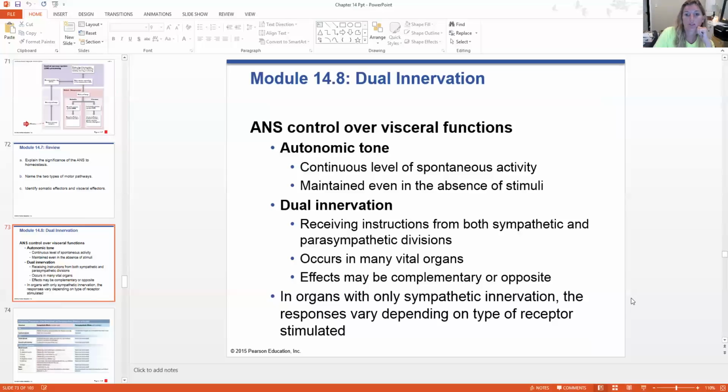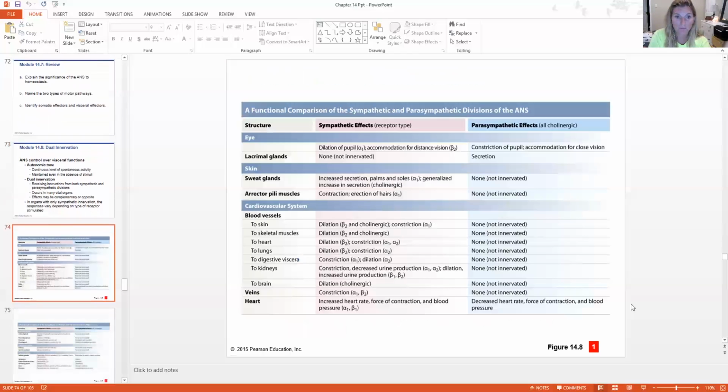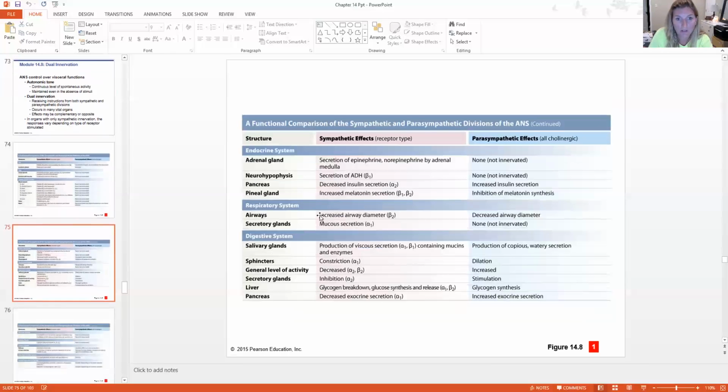With dual innervation, they're receiving instructions from both sympathetic and parasympathetic. This is occurring in most of our vital organs. The effects can be complementary or opposite and opposing. In organs with only sympathetic innervation, the responses can vary depending on the type of receptor. So here you see, again, those alpha 1, beta 1, beta 2, beta 3 receptors are playing a role in whether or not things are inhibited or excited. And these are some structures that are dual innervated, like our lacrimal glands, sweat glands, blood vessels in our skin, veins, heart, etc. All dual innervated, and then the effects from the parasympathetic and sympathetic.